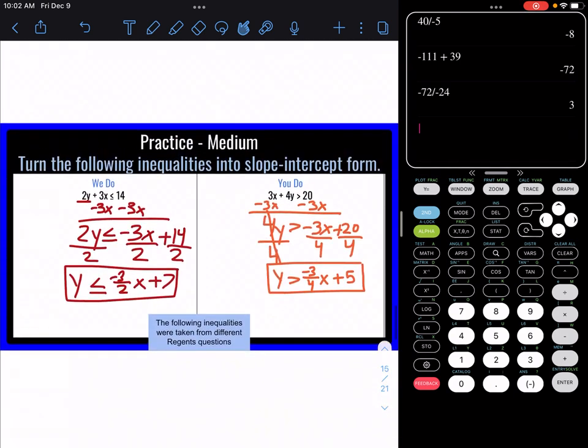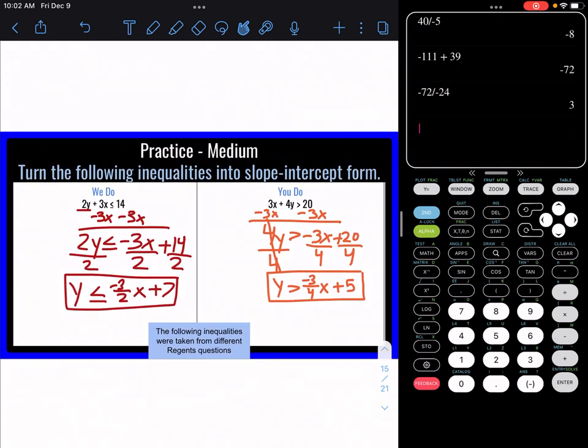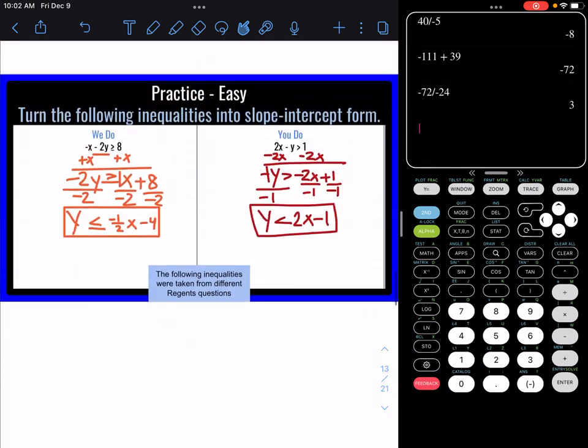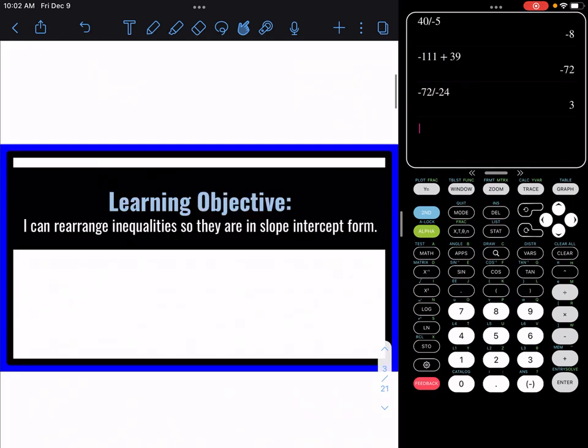And this was our lesson on making sure we know how to turn inequalities into slope-intercept form. We know how to rewrite them. Alrighty, that's it.